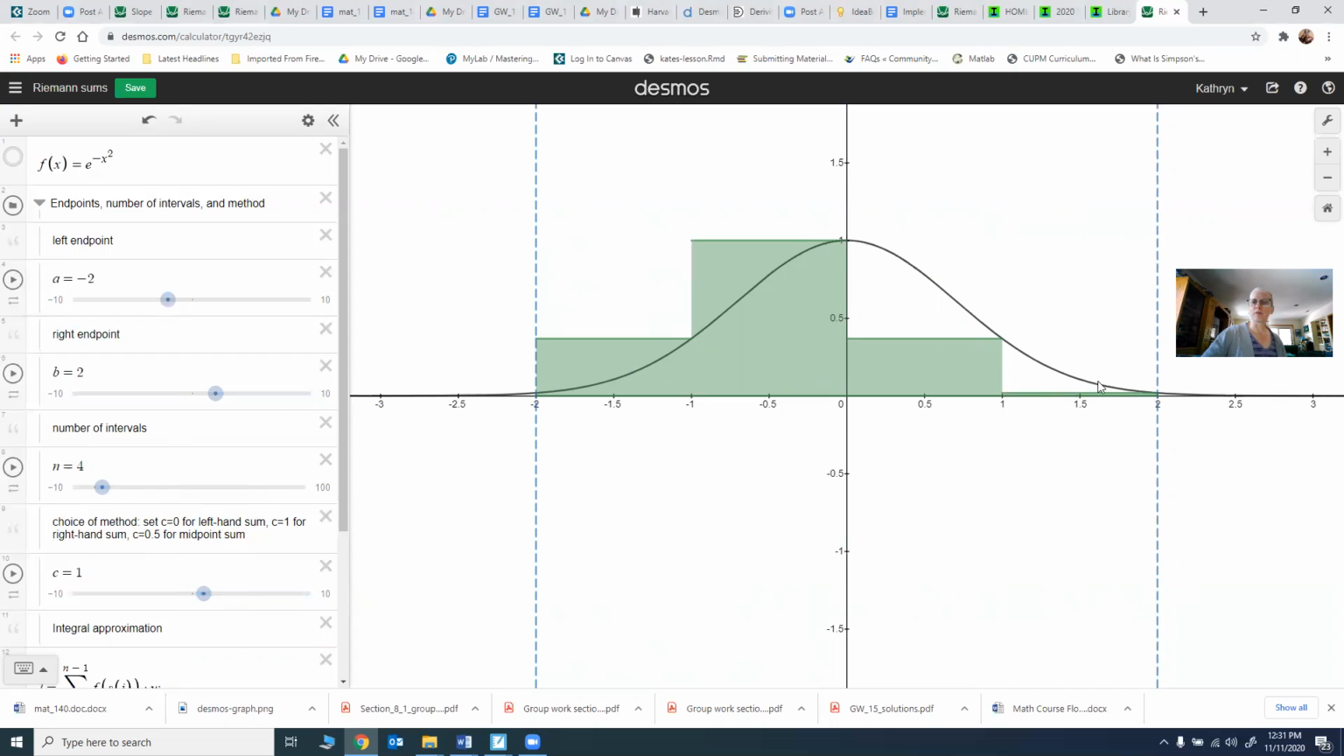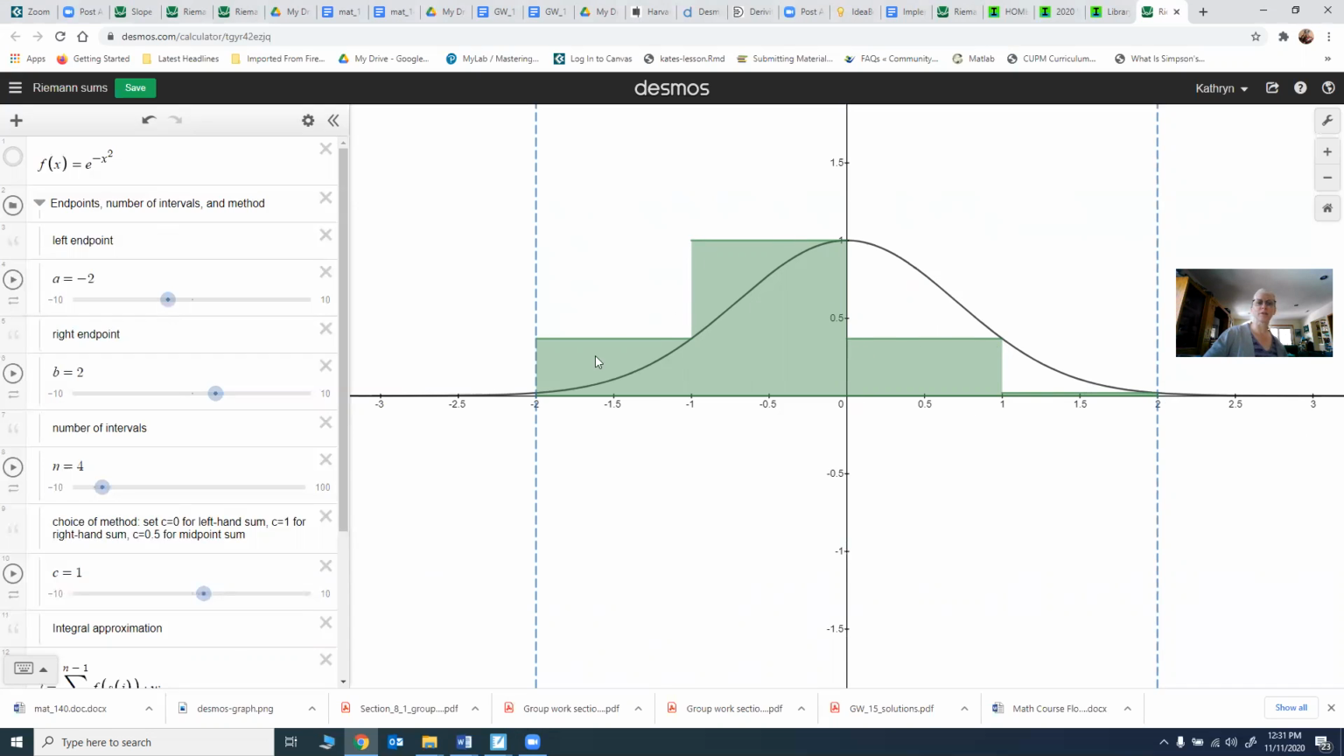So again, we're going from -2 to 2. So the length of that interval is 4. We want 4 intervals. So we divide 4 by 4 and that gives me 1. So that's why my rectangles all have a width of 1. This rectangle goes from 1 to 2, and we come up from the right endpoint, from 2, over and down. At 1, we come up, over and down, and so forth.